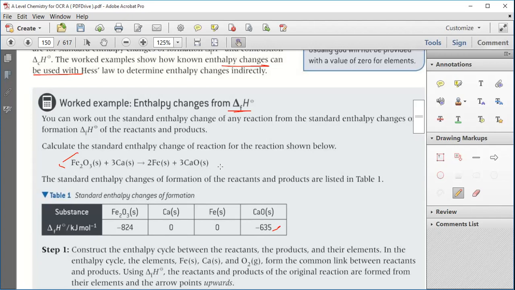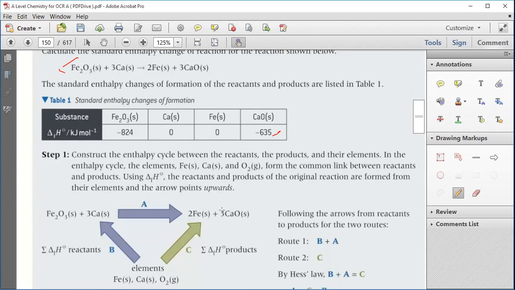Now we have to calculate the standard enthalpy change of formation of the reactant. How does this standard enthalpy change of formation take place? Construct an enthalpy cycle between the reactant and the product and their elements. In the enthalpy cycle, the arrangement of Fe, calcium, and O2 forms a common link between the reactant and the product. Now this is the reactant, Fe2O3 plus calcium. Got it? Yes or no? After that, it will give you Fe plus CaO.